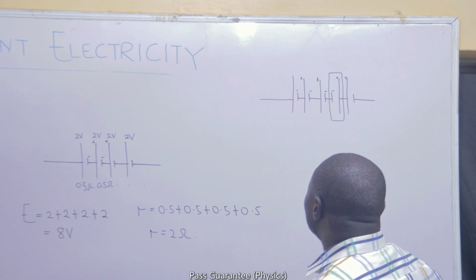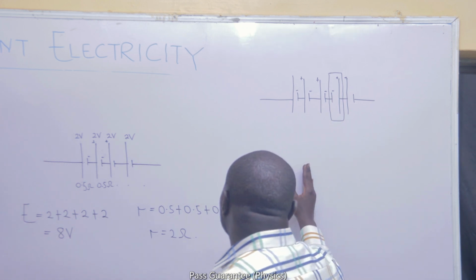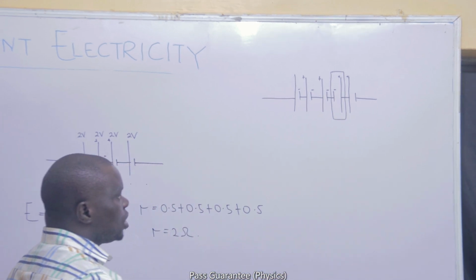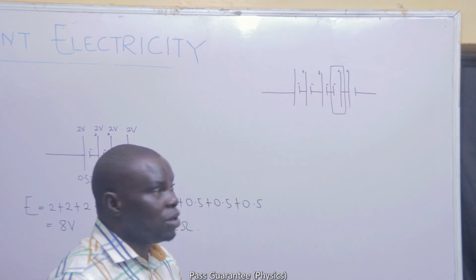If you have that type of cell, it does not mean that the resultant EMF will be equal to 0. No. You can connect your Tiger battery, 4 Tiger batteries this way. Just make sure that there's one that is connected wrongly. You see that it can still light up your bulb.